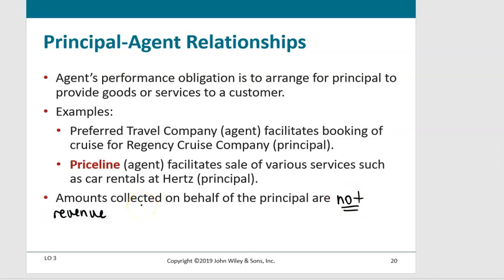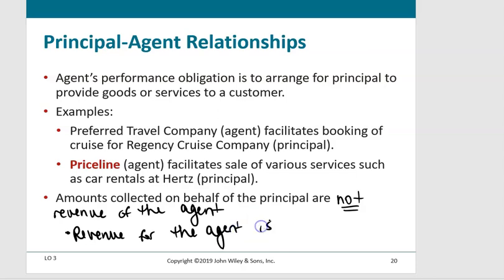Again, when Priceline collects $200 for a hotel room you booked at the Marriott, Priceline doesn't record revenue of $200. Priceline is the agent. The principal in that case would be Marriott. What can Priceline record? So revenue for the agent is the amount of commission. Let's say Priceline is charging Marriott 2%. That's their revenue, the 2%, not the full amount of cash received.